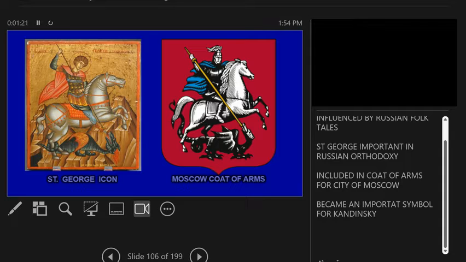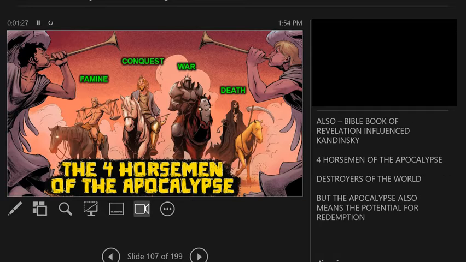Also, when you think of riders throughout history, you might think about the four horsemen of the apocalypse, because the Bible, the Book of Revelation, also had an influence on Kandinsky, and he was very interested in the apocalypse. So these four riders of the apocalypse, they were destroyers of the world. But the apocalypse doesn't always mean the death of the world through war. It could mean the end of one generation and the beginning of another, or the potential for redemption.